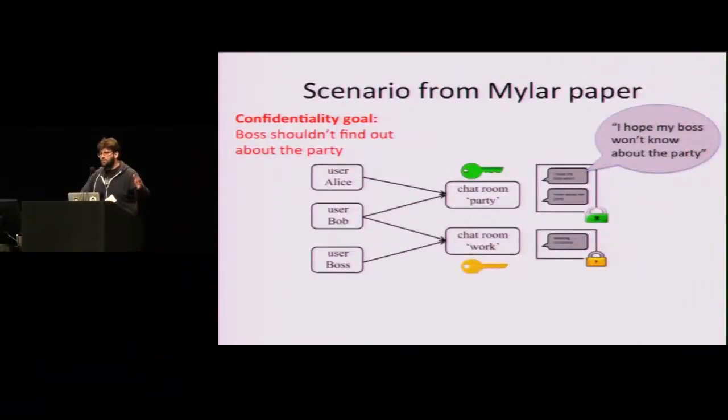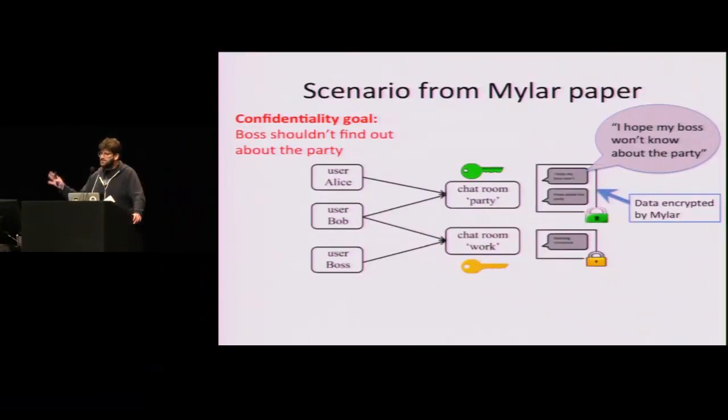So to see how metadata can leak information, we need to look no further than this diagram from the Mylar paper. This is a scenario where two users of a chat application are talking about a party that they want to go to, and they have a boss that they don't want to know about the party. In fact, the text says that I hope my boss won't know about the party. So the confidentiality goal here is fairly clear. The boss shouldn't find out about the party.